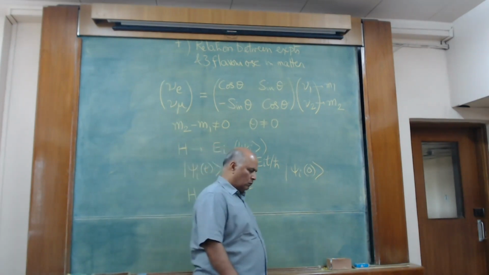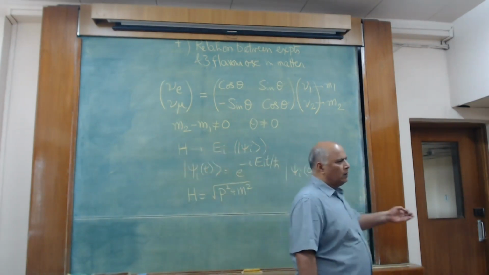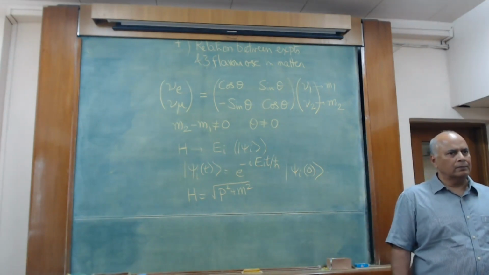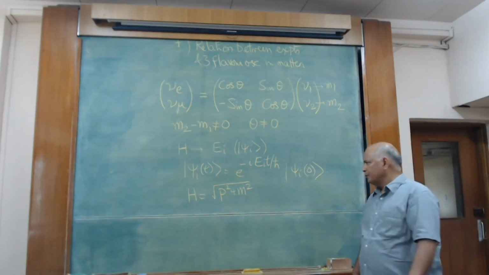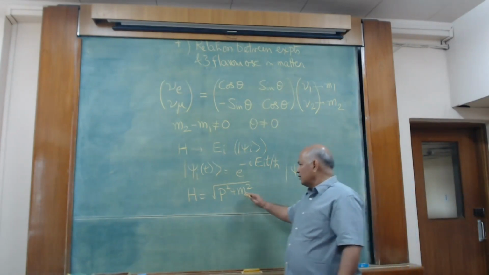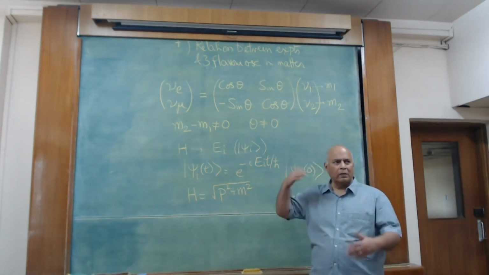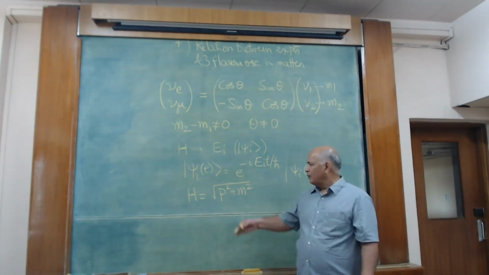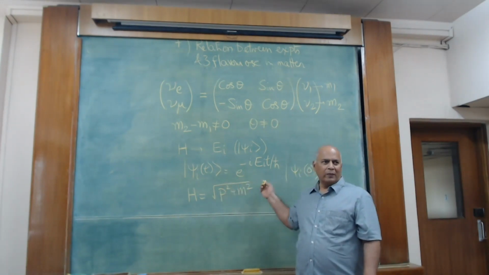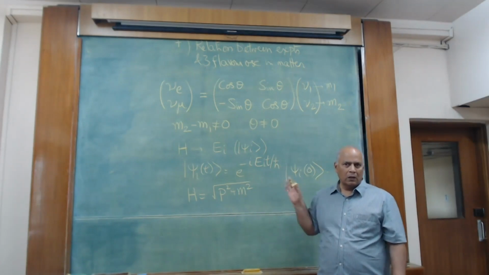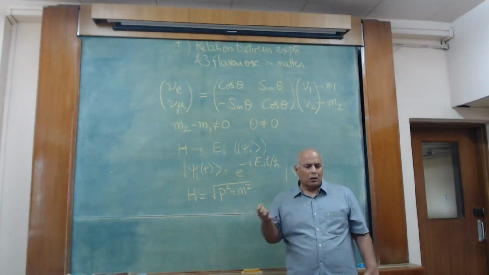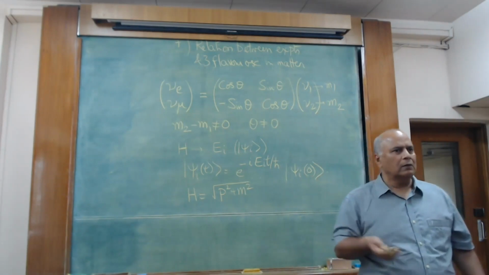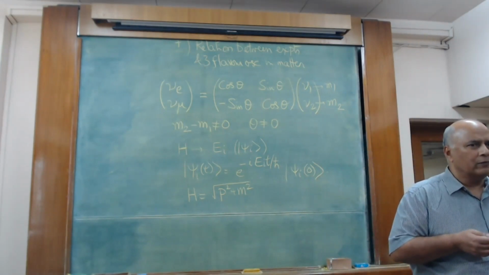So, if a particle has a definite mass m, then that particle, when it acquires momentum p, will have energy given by root of p square plus m square. Let's also look at it from a more fundamental quantum field theoretic point of view.